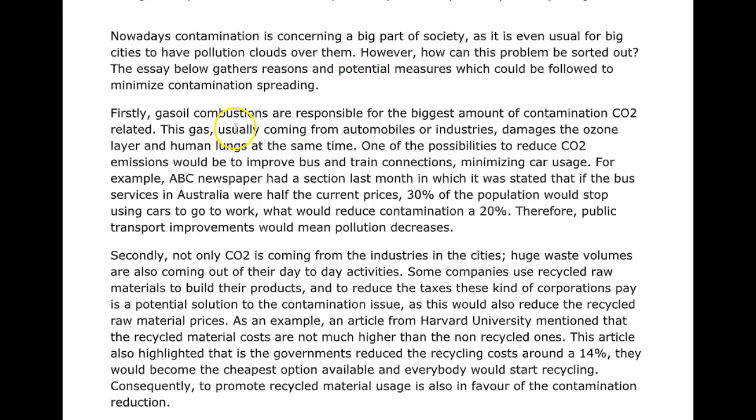This gas, usually coming from automobiles or industries, damages the ozone layer and human lungs at the same time. One of the possibilities to reduce CO2 emissions would be to improve bus and train connections, minimizing car usage. For example, ABC newspaper had a section last month in which it was stated that if the bus services in Australia were half the current prices, 30% of the population would stop using cars to go to work, which would reduce contamination by 20%, not 20%, which would reduce it by. Therefore, public transport improvements would mean pollution decreases.